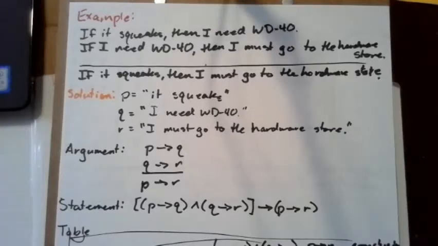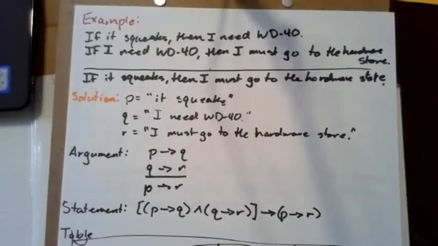Our solution, we start off by labeling each of these phrases. P is it squeaks. Q is I need WD-40. R is I must go to the hardware store. So our argument is P implies Q, Q implies R, therefore P implies R. And the statement of this argument is if P then Q and if Q then R implies if P then R.